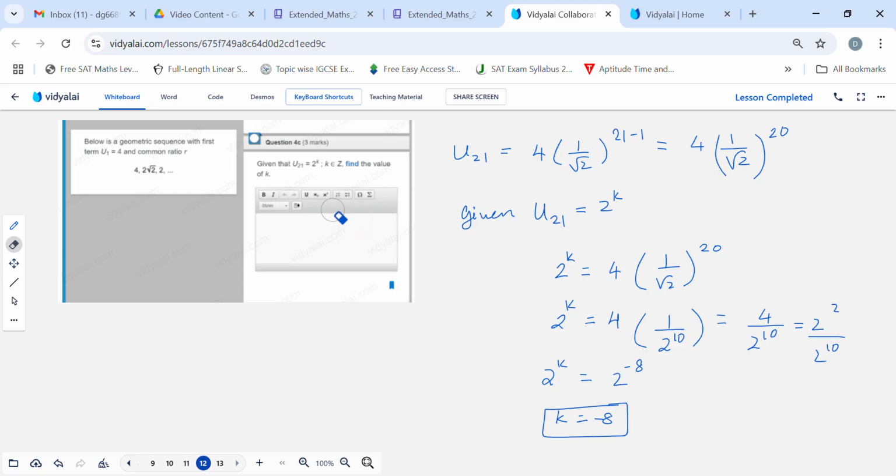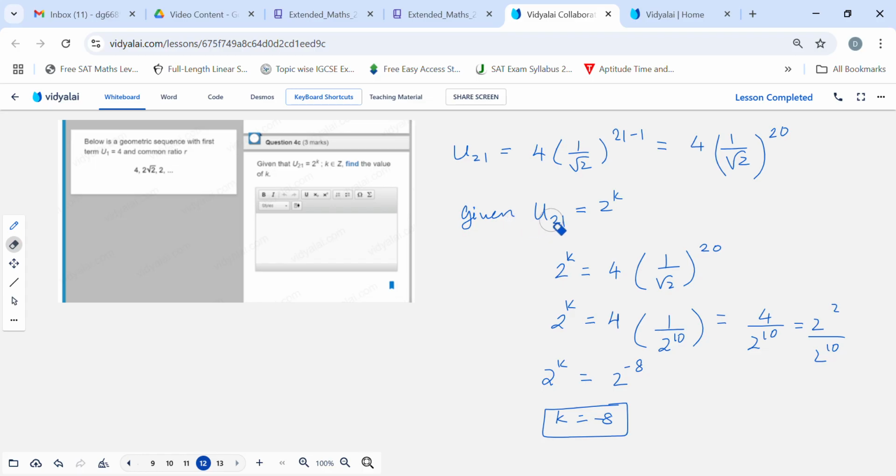Now the C part of the question is to find the value of k, given that u21 is equal to 2 raised to k. Now u21 is the 21st term of this geometric sequence. u21 is equal to 4 times (1 by root 2)^(21-1), which is equal to 4 times (1 by root 2)^20.